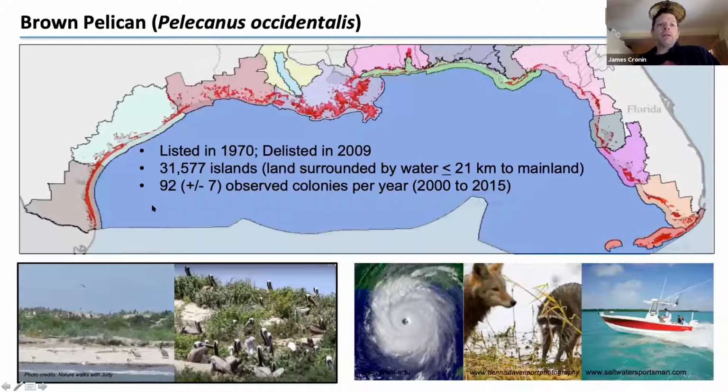All right, so brown pelican, they were listed as endangered in 1970, and they were delisted in 2009 due to population recovery.